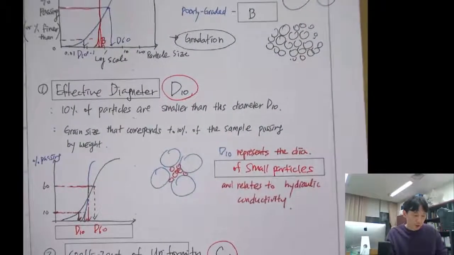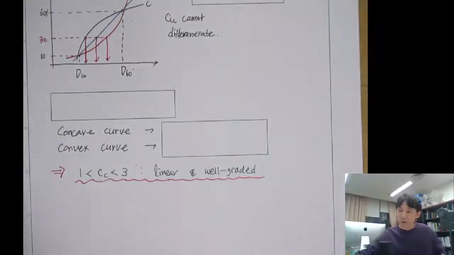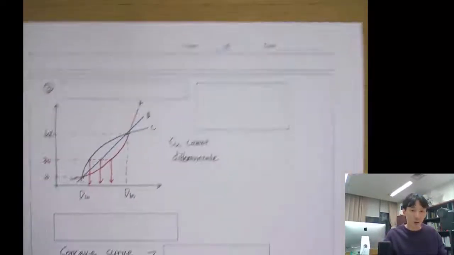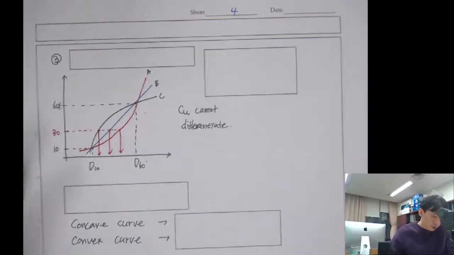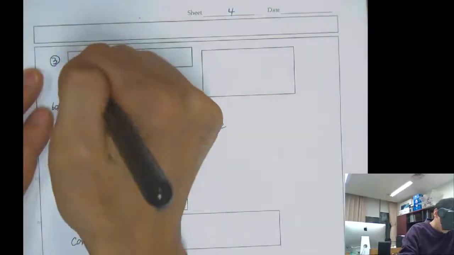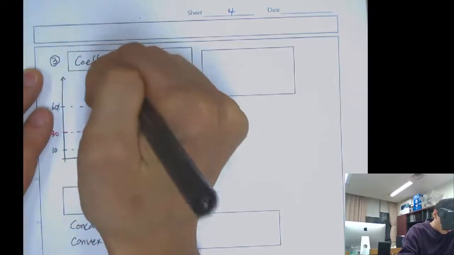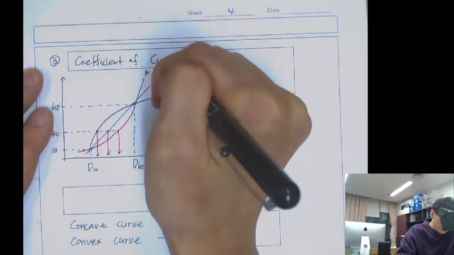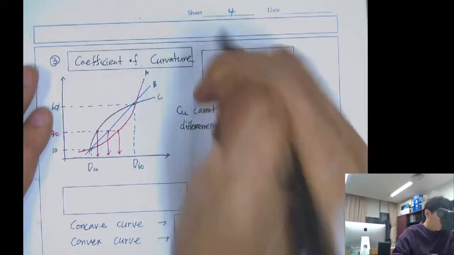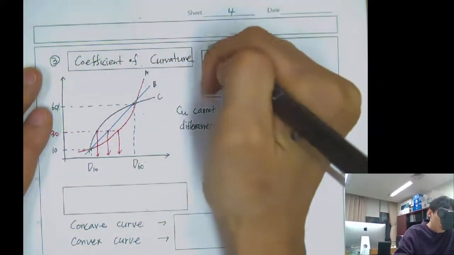Okay, let's move on. And the last parameter to characterize the grain size distribution curve is called the coefficient of curvature. And it's called Cc.